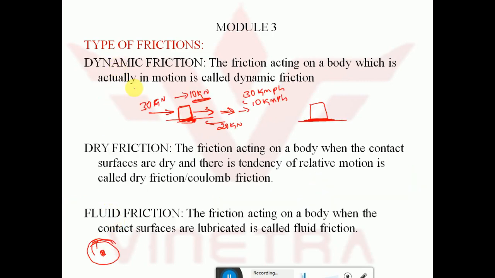Next is dynamic friction, the frictional force that is developed when the body is moving. Dry friction: if the two contact surfaces are dry, then it is called dry friction. If the contact surfaces are lubricated, then it is called fluid friction.